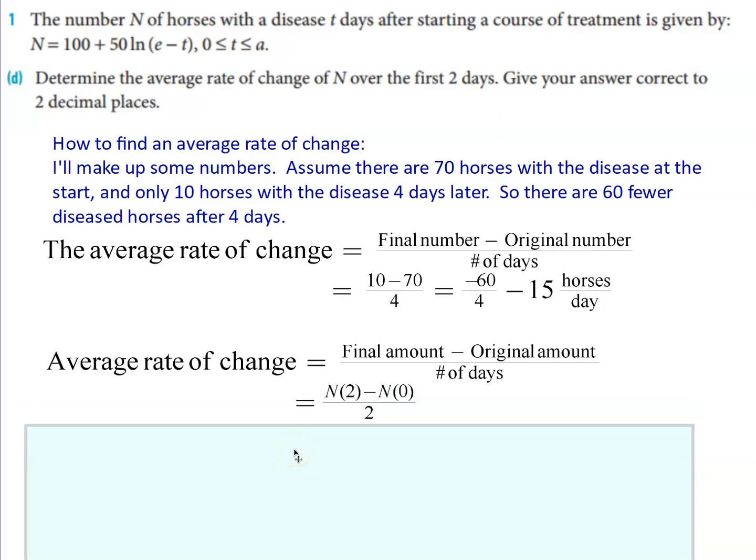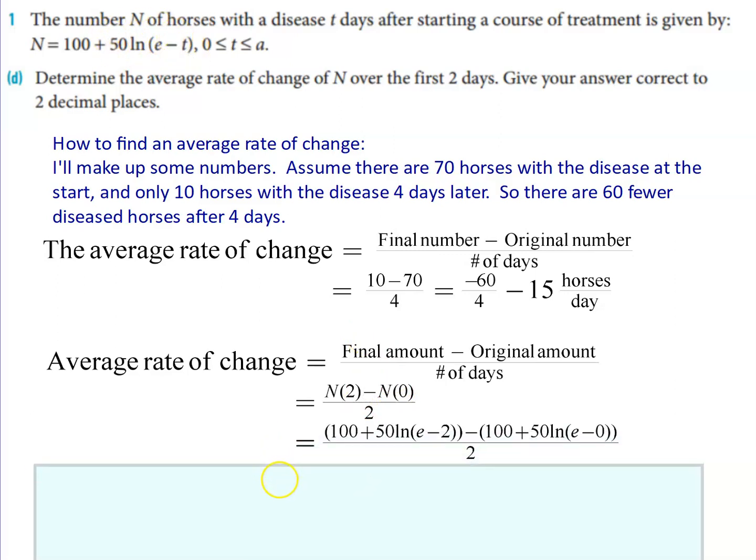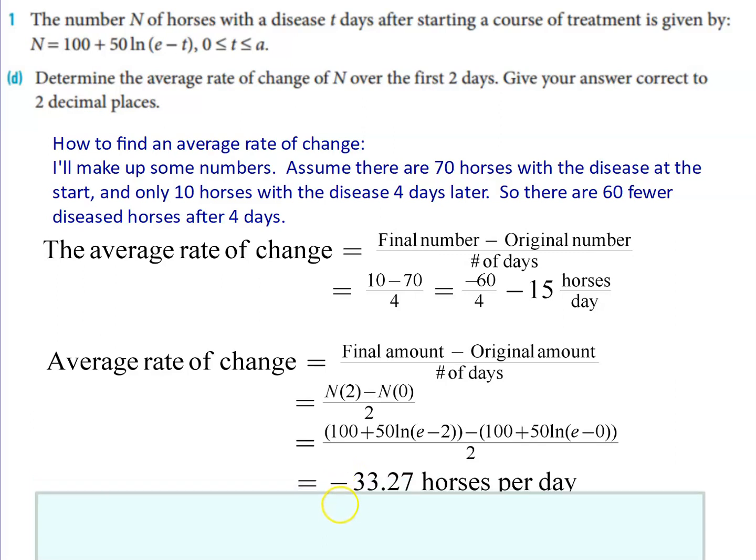Okay, so in this case, it's the number of horses with the disease after 2 days, which is going to be 0. Sorry, that's wrong. Just the number of horses after 2 days that had the disease minus the number of horses that had the disease originally. So those numbers have to be plugged into that equation. And that's what we come up with. And then get out your calculator, do the calculations, and you get negative 33.27 horses per day. So that's the average rate of change. Each day on average, 33.27 fewer horses have the disease.